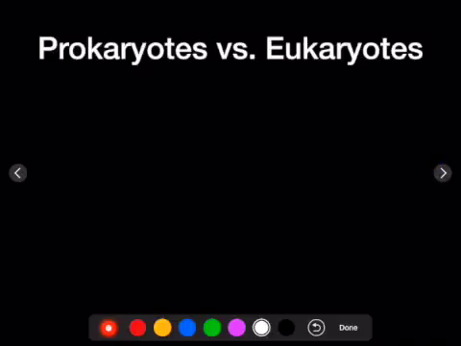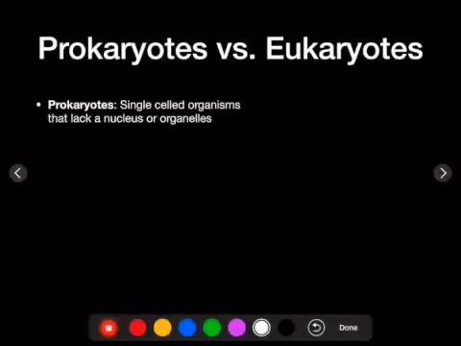So there are two different types of cells that we have: prokaryotes and eukaryotes. Prokaryotes are single-cell organisms that lack a nucleus and organelles. The key distinguishing characteristic is that they lack a nucleus as well as organelles. They also have circular DNA, and bacteria is an example of this.